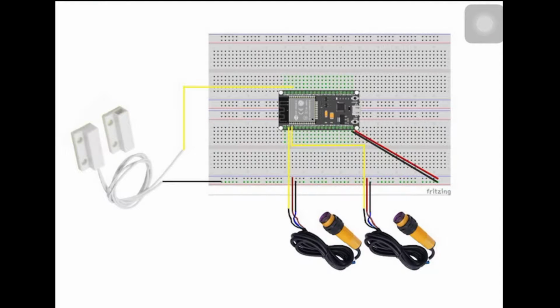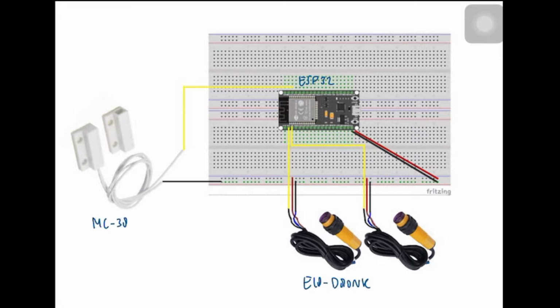Okay, now let's move on into the schematic of this project. Let's start with the sensors first. From the left, you can see the MC-38 magnetic door switch, and the two sensors on the bottom are the E18-DATNK IR proximity sensors. All of these three sensors send digital data into the ESP32 right here.